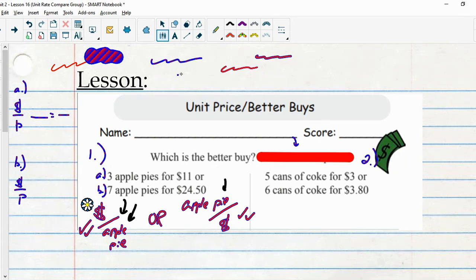Anyways, here we have 3 apple pies for $11. How much for one? Okay, let's do the math then. What is it going to be? What's 11 divided by 3? Let's see. Okay, 3.667, so it's 3.67. What does that mean?